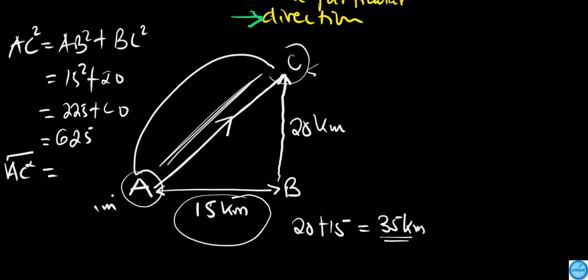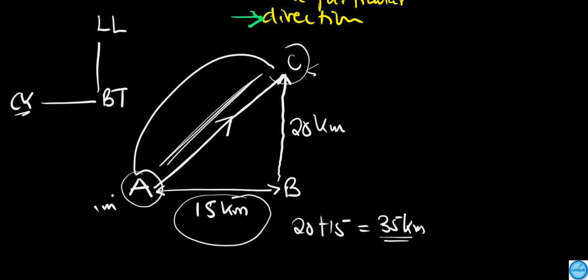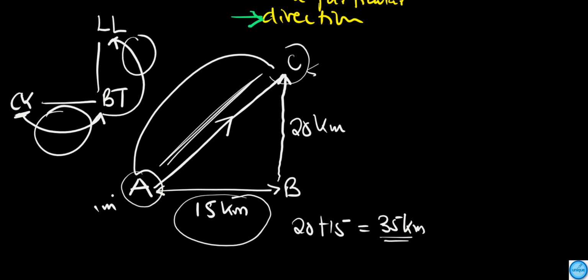Let me give another example. We have 3 districts here. We have Chikwawa, my home district, then Blantyre here, BT, and Lilongwe there, LL. If I move from Chikwawa to Blantyre, then from Blantyre to Lilongwe, the total distance is the sum of this distance and that one, and my displacement is the shortest distance between Chikwawa and Lilongwe. That's the difference between the two.